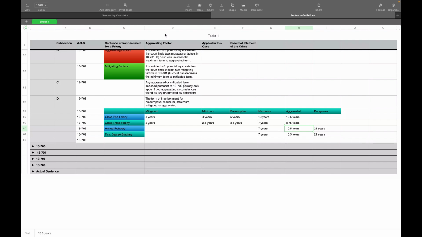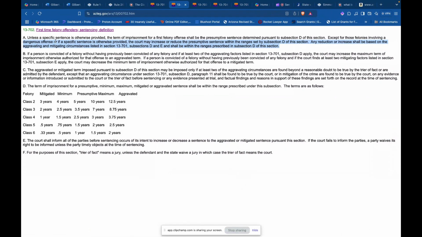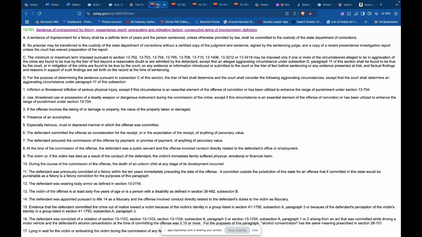So that explains what this means here: unless a specific sentence is otherwise provided, the term of imprisonment for a first felony offense shall be the presumptive sentence pursuant to D, unless there's a dangerous offense or the sentence is specified otherwise. And you must get your numbers or your mitigation and aggravation from 13-701, which again is your base here.